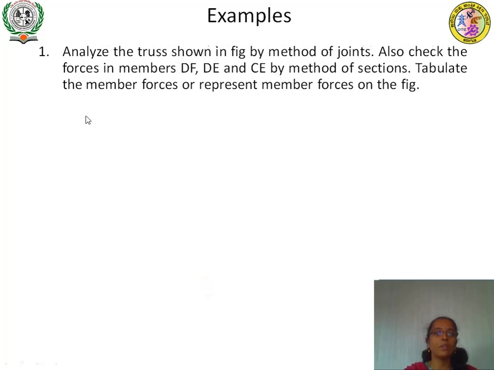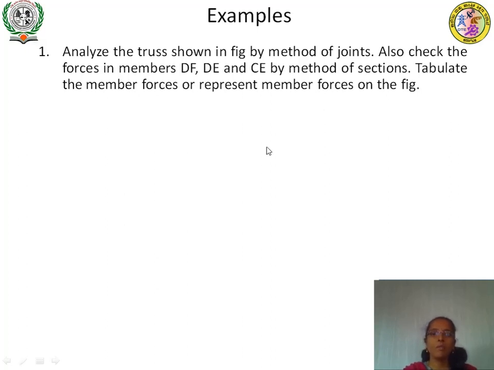Next we will take up an example on method of joints first. Analyze the truss shown in the figure by method of joints. Also check the forces in members DF, DE and CE by method of sections. Tabulate the member forces or represent member forces on the figure. So this is the given problem. At the end you have to tabulate the forces in the form of a table, or you can represent the member forces in the figure.